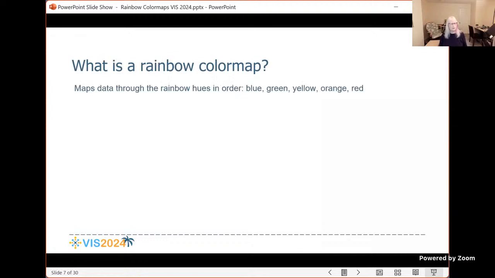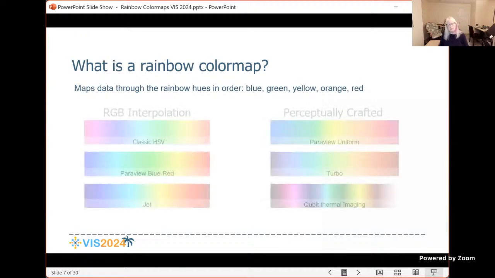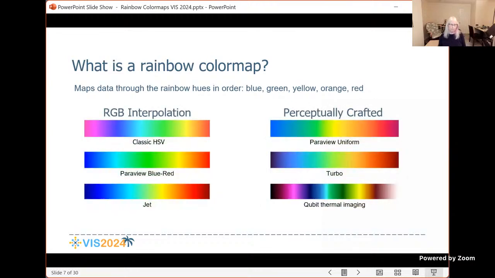Well, we decided that it is any color map that maps data through the rainbow hues in order: blue, green, yellow, orange, and red. And here are 6 of them. The ones on the left are created by a simple RGB interpolation, like around the HSV hue circle. They're all essentially the same. The first one is the whole hue circle. The second trims off the magenta, and then jet darkens the ends a little bit for better contrast.